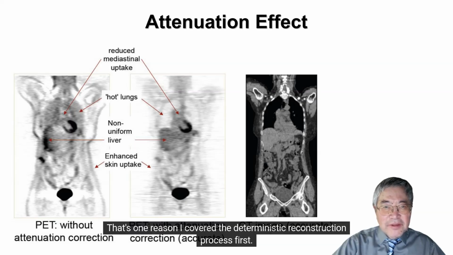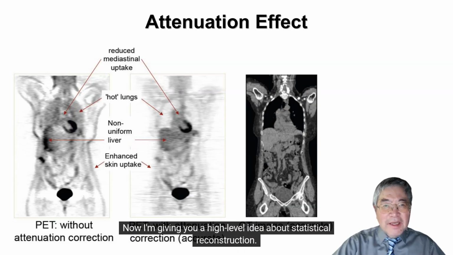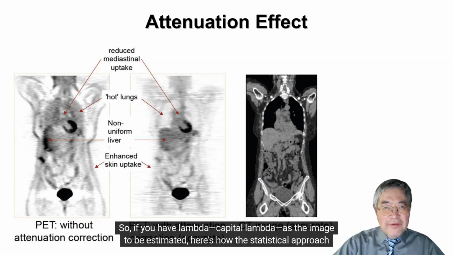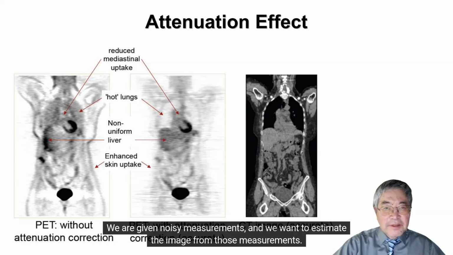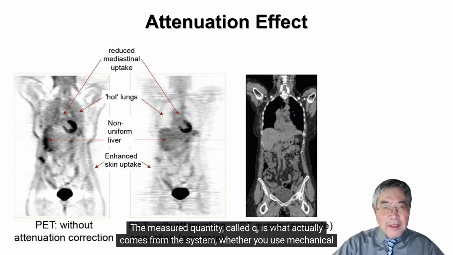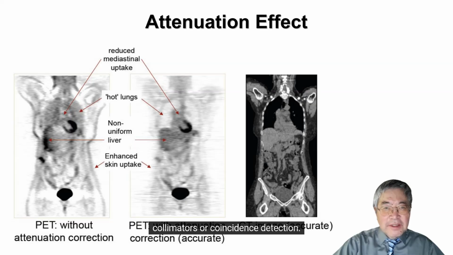That's one reason I covered the deterministic reconstruction process first. Now I'm giving you a high-level idea about statistical reconstruction. So if you have lambda, capital lambda, as the image to be estimated, here's how the statistical approach works. We are given noisy measurements and we want to estimate the image from those measurements. The measured quantity, called Q, is what actually comes from the system, whether you use mechanical collimators or coincidence detection.